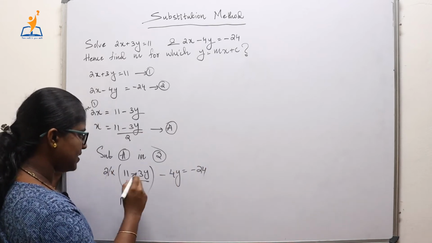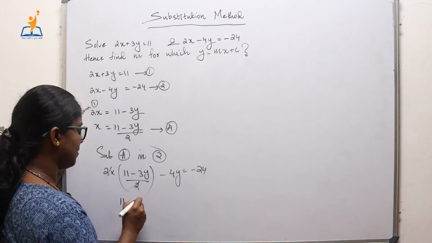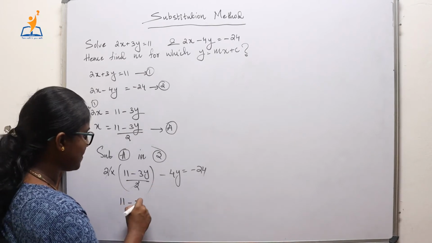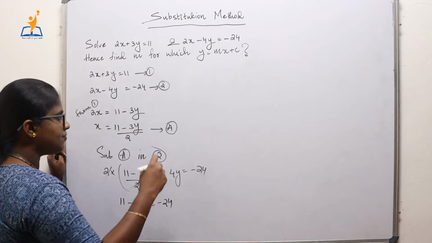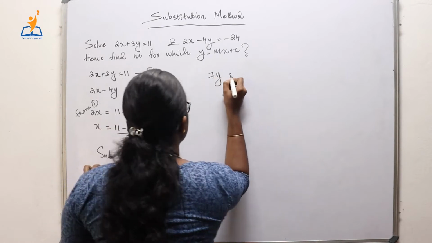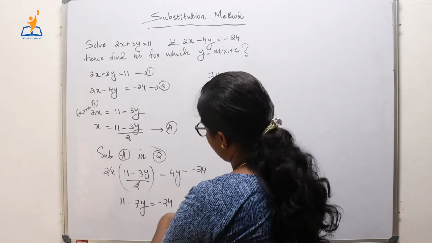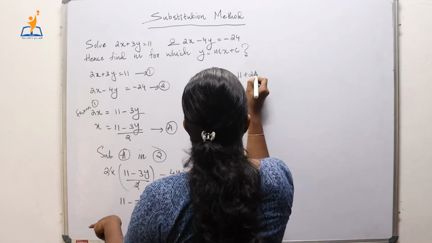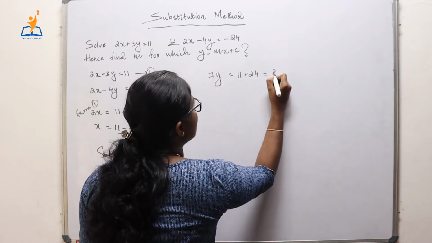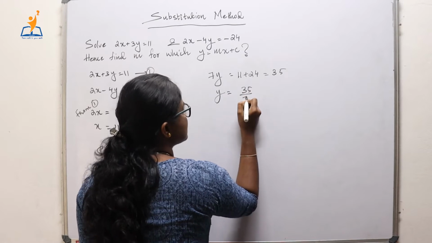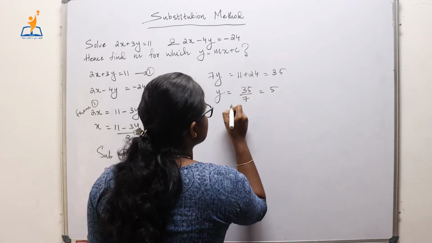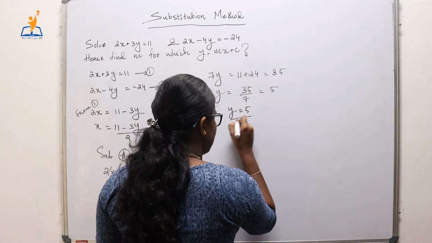Now 11 minus 3y minus 4y, minus 3y minus 4y is nothing but minus 7y equals minus 24. Therefore from here we know that 7y becomes 11 plus 24, and that is nothing but 35. Therefore y becomes 35 by 7, that is 5. So we got y is equal to 5 from this.